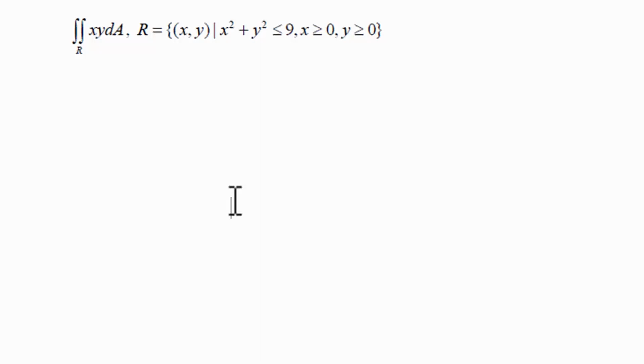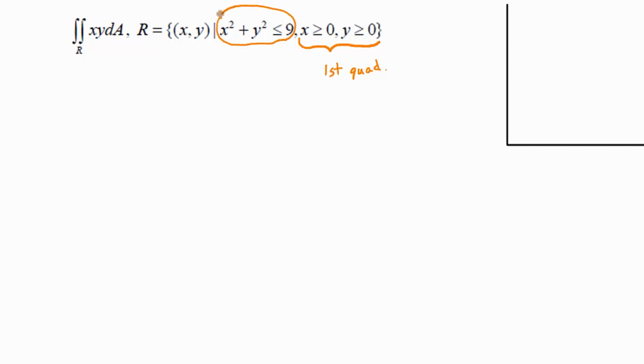So let's evaluate this integral where our region is given by x squared plus y squared is less than or equal to 9, x is greater than 0, y is greater than or equal to 0. What do these two inequalities mean? R is in the first quadrant, right? So in fact, if we draw it, okay, if you think of the equality associated with this inequality, what is that? X squared plus y squared equals 9 is a circle of radius 3.